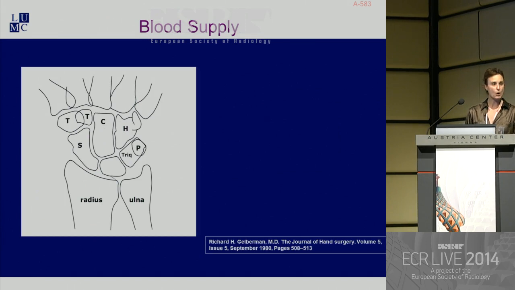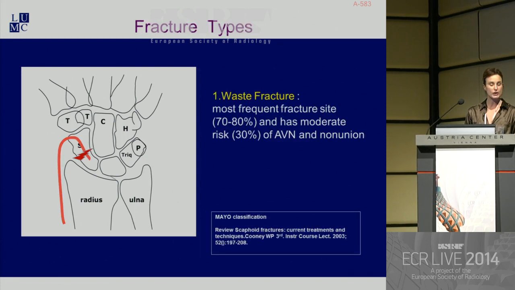And why is this bone different compared with the other carpal bones in terms of complications? It is due to the blood supply of the scaphoid. As you know, the blood supply of the scaphoid is different, is unusual. It enters via the distal pole of the scaphoid, running through the scaphoid in the direction of the proximal pole of the scaphoid.